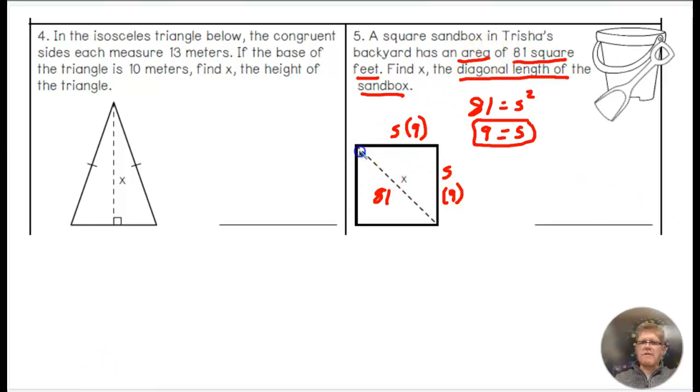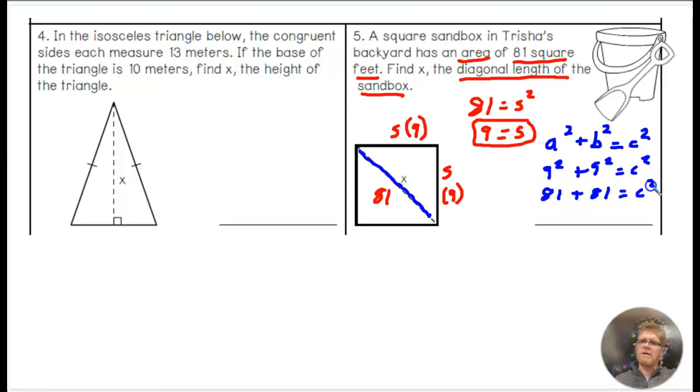I now need to find the diagonal length, which is here. And I'm going to use a squared plus b squared equals c squared. Thanks, Pythagoras. All right, a squared is 9 squared, which is 81. So 9 squared plus 9 squared is equal to c squared. It's going to be 81 plus 81 is equal to c squared. And 81 plus 81 is 162. And I need to find the square root of both of these. So the square root of c squared, of course, is c, always. And the square root of 162 will be about 12.7.